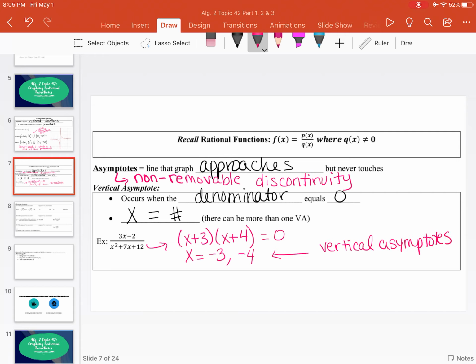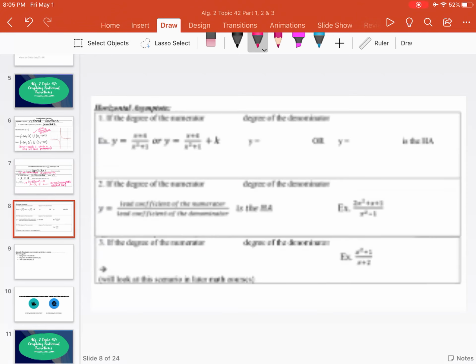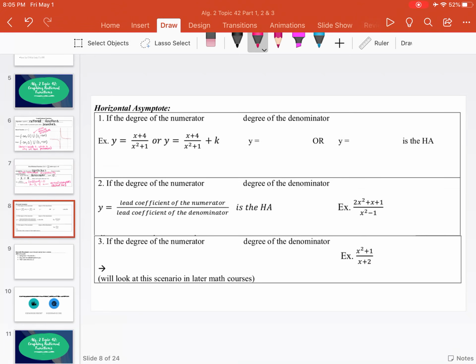And usually when we graph them, we use dashed lines. Just as an FYI. So in addition to vertical asymptotes, there are also horizontal asymptotes. Now, horizontal asymptotes are a little bit more complex. There's actually 3 cases that we need to consider with horizontal asymptotes.